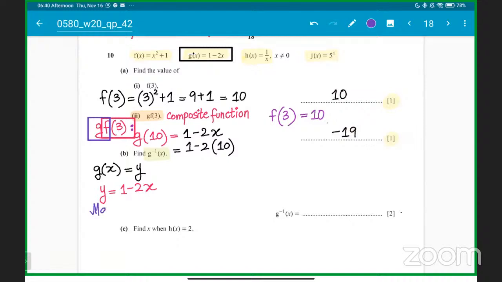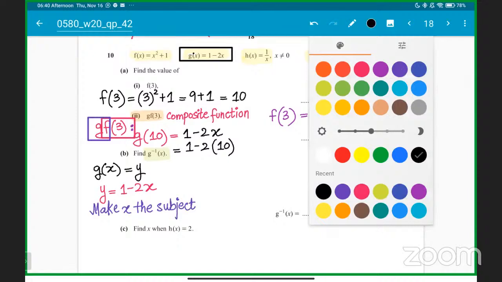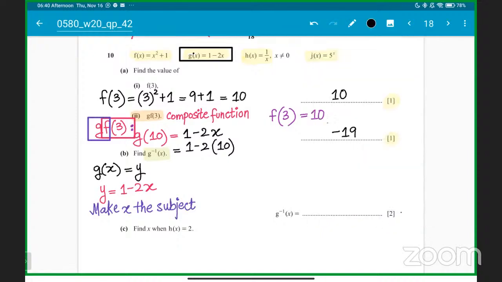Most important thing is just this, you have to make x the subject. In simple words, you have to make x the subject. So here we go. We have to make x the subject, students. How do you make x the subject? You manipulate the equation, okay? So you bring 2x to this side and you take the y over there.